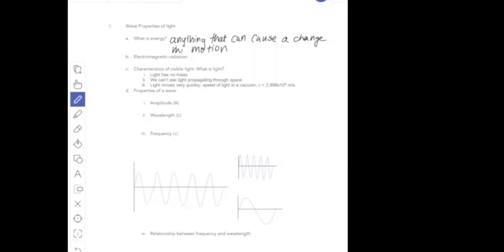In this class though, we'll use Dr. Orna's energy and define it as anything that is capable of causing a change in motion. And this covers many forms of energy, including heat, light, nuclear energy, battery power, etc. But we said in the intro video that we were going to focus on light specifically. So what exactly is light?